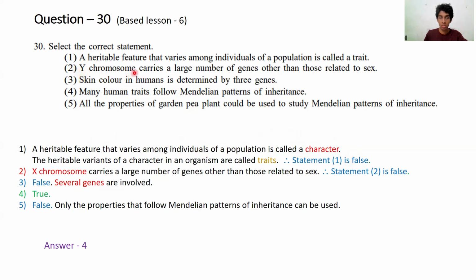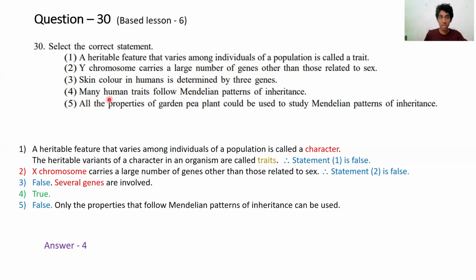2. Y chromosome carries a large number of genes other than those related to sex. No, the X chromosome carries a large number of genes other than those related to sex. Therefore, statement 2 is wrong. 3. Skin color in humans is determined by 3 genes. No, the skin color in humans is determined by several genes. So, therefore, 3 is wrong.